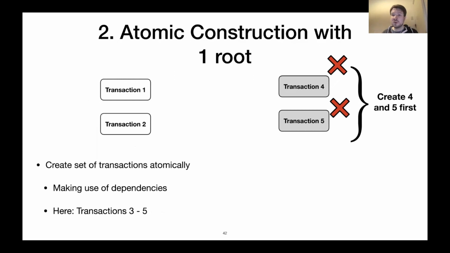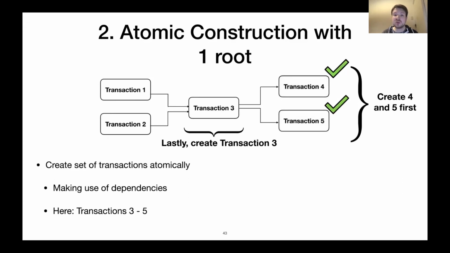We can create a set of transactions atomically. Now, for instance, if we want to create transactions 3 to 5 atomically, what we can do is, first, we create transactions 4 and 5. We add witnesses to these transactions. Only after they are created, we create transaction 3. At the moment at which transaction 3 is created, it can eventually be added to the ledger, such that the inputs for transactions 4 and 5 can eventually be added to the ledger. Respectively, now also transactions 4 and 5 eventually will be added to the ledger.